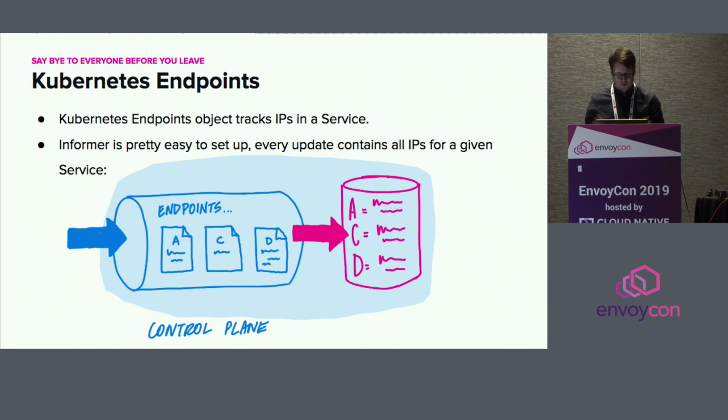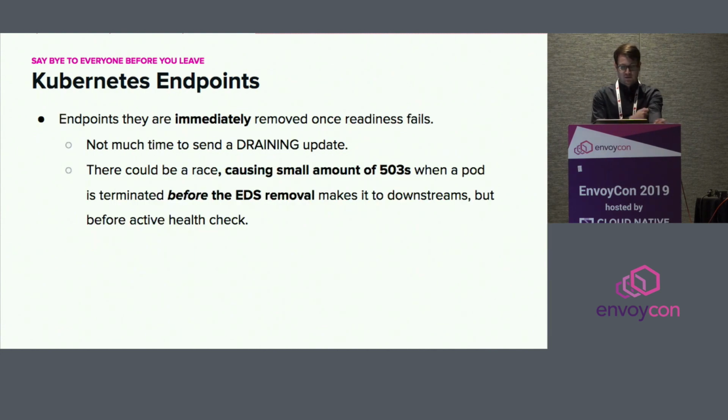Really simple, worked well enough, pretty easy. So again, endpoints get removed immediately once the readiness check fails. We don't have any time to send this fancy draining update we implemented earlier. And basically what ended up happening was there's a race where the pod gets terminated, it fails health checks because it's gone outright, but this happens before the EDS removal occurs and before the active health check comes in to save the day. So this is the source of the 503s that we were hitting.